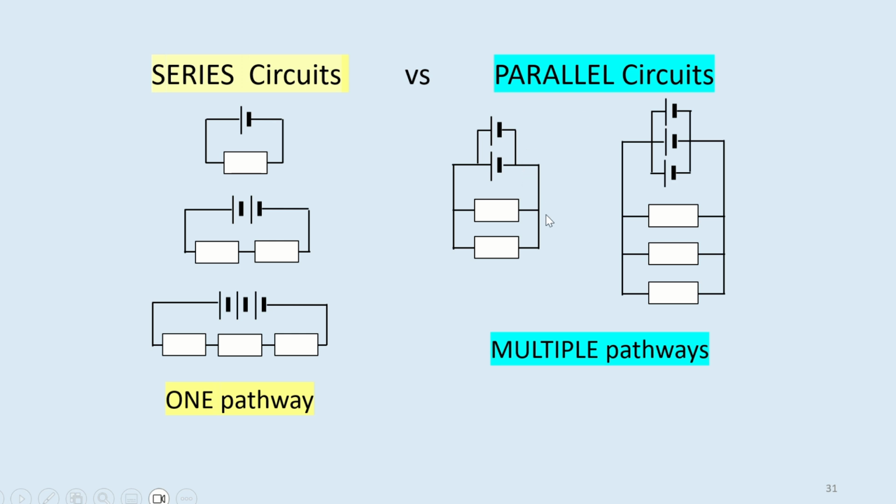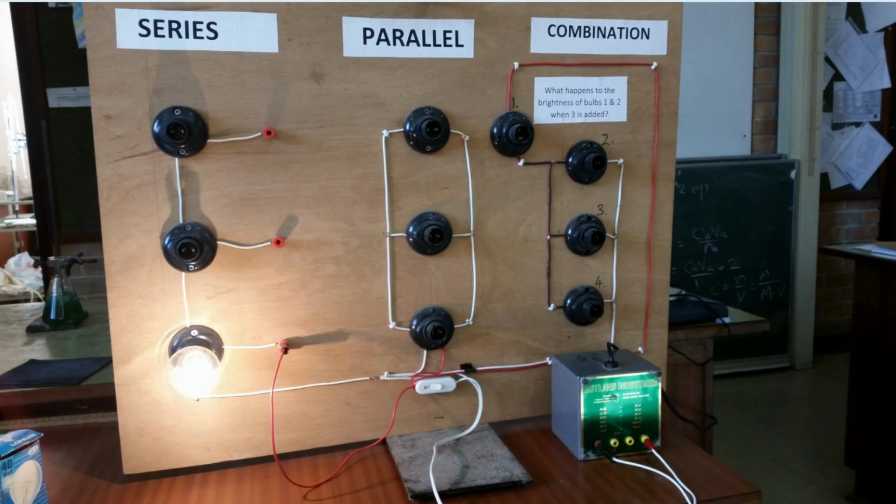But in a parallel circuit, there are multiple pathways. So charges come here, they either pick up energy through the bottom one or the top cell, and when they move around here, they split and either go through the top resistor or the bottom. And here we get a three-way split. So we're going to look at some of these circuits, first with the demonstration board and then the PhET simulation.